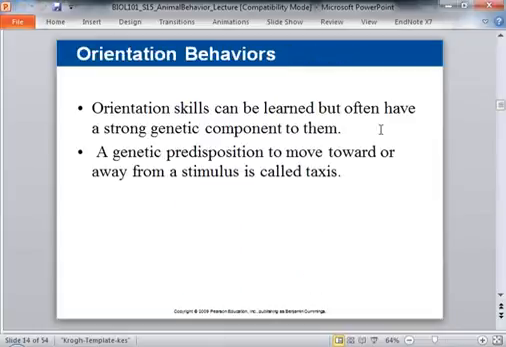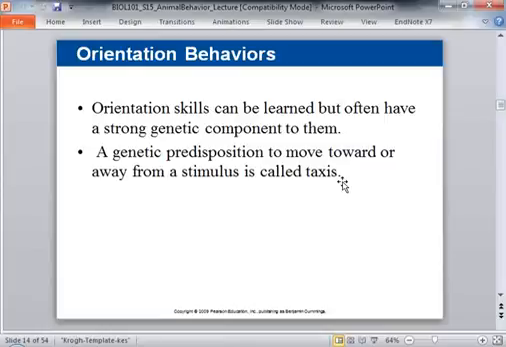Moving on, orientation behaviors. Orientation behaviors can be learned, but they also have a strong genetic component. As you might imagine, everything is genetics and environmental influences. There's a genetic predisposition to move toward or away from a given stimulus. It's called taxis. You'll see some of this in the online lab, where basically taxis toward or away, you'd move, typically we think of animals moving toward things they like or are beneficial to their fitness, and moving away from things they do not like, or things that are, in other words, detrimental to their fitness.